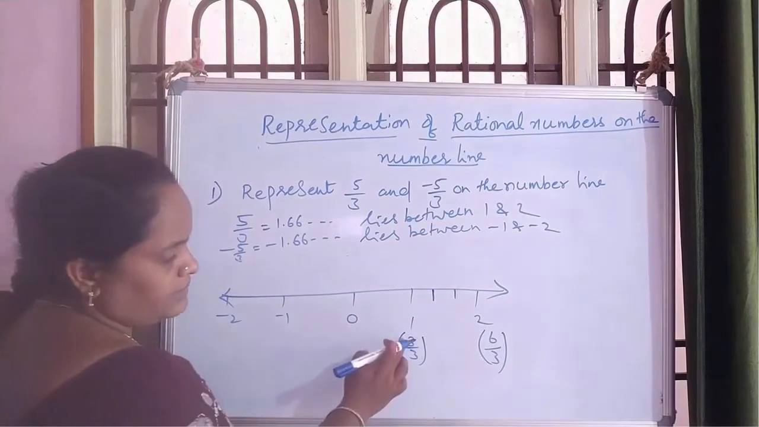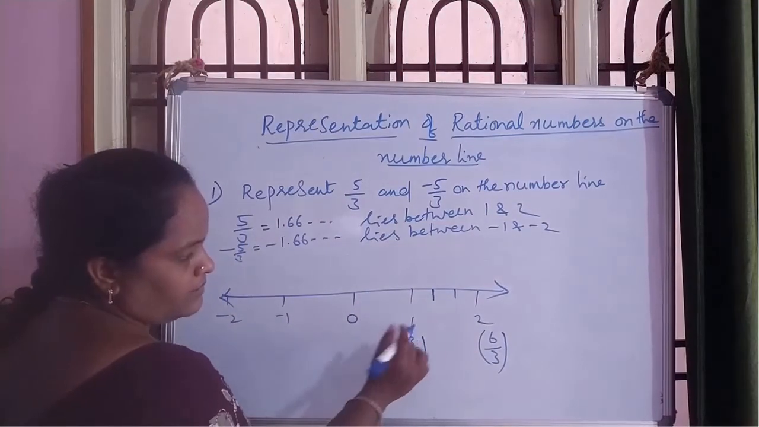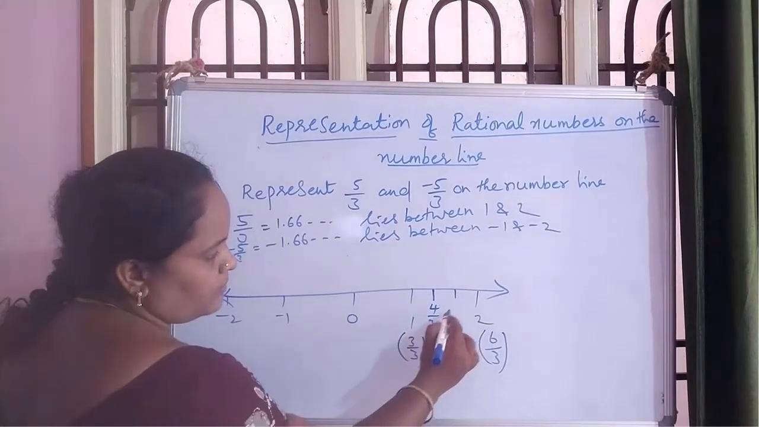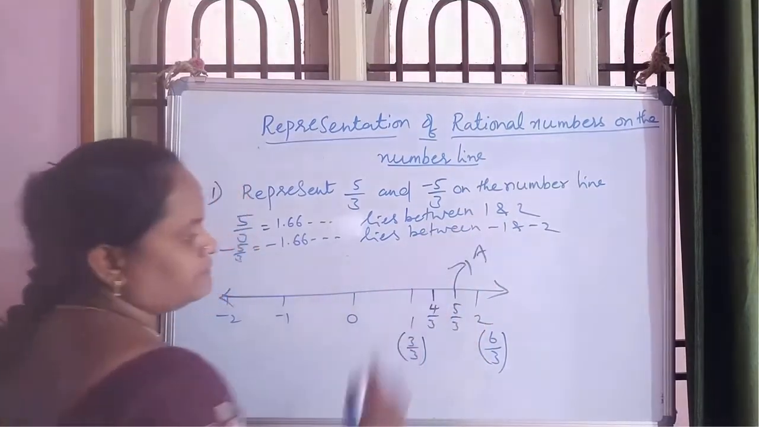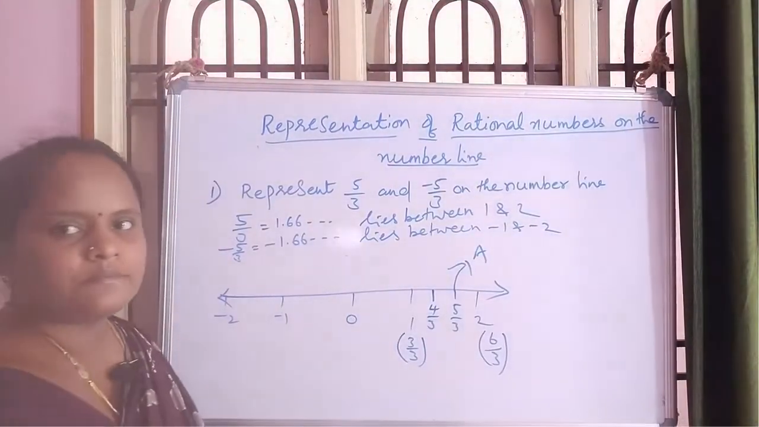So where is 5 by 3? Immediately after 3 by 3, what will be repeated? 4 by 3. This is 5 by 3. This is our A, 5 by 3.